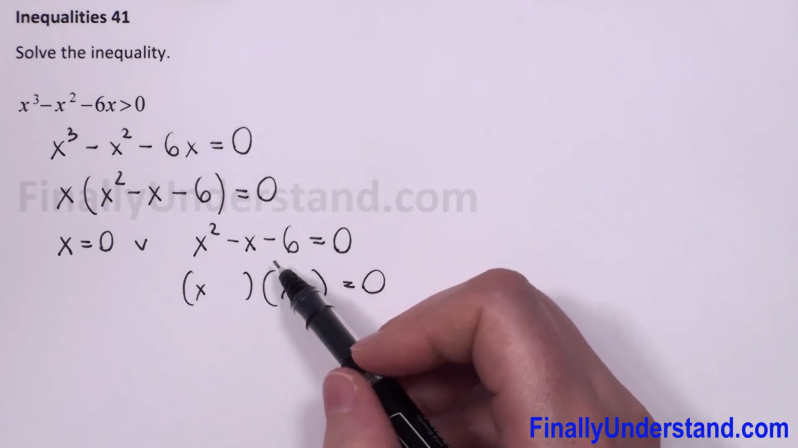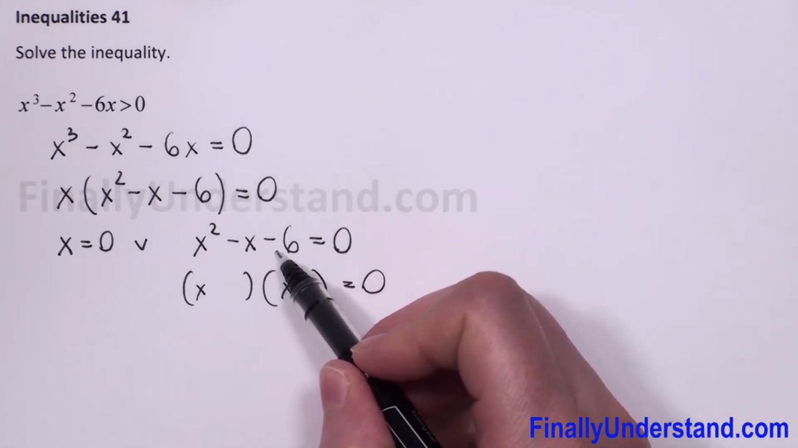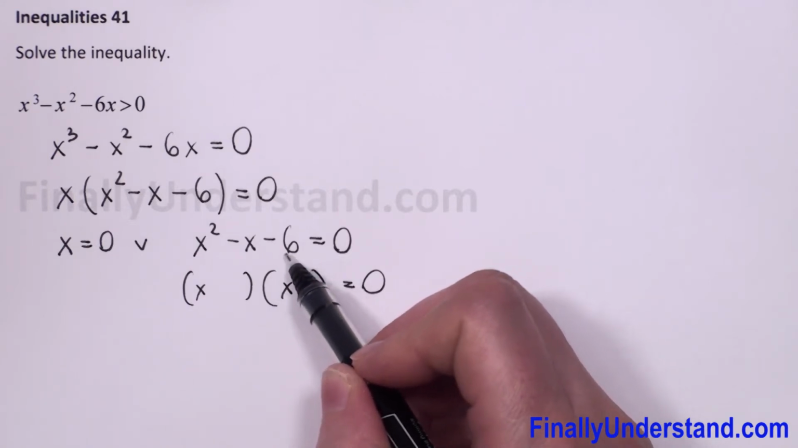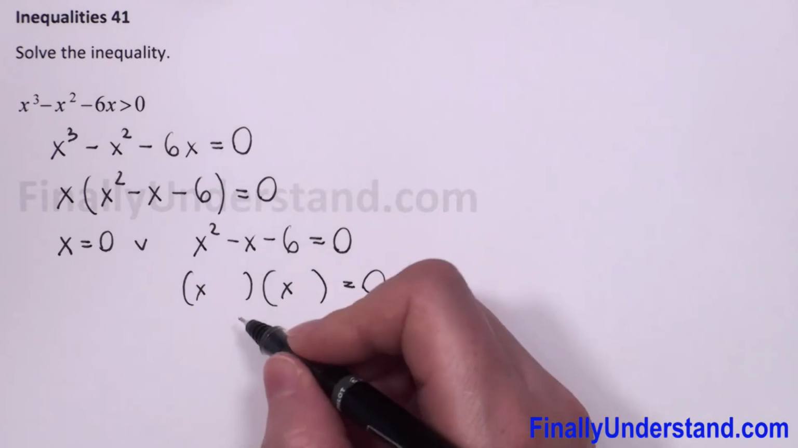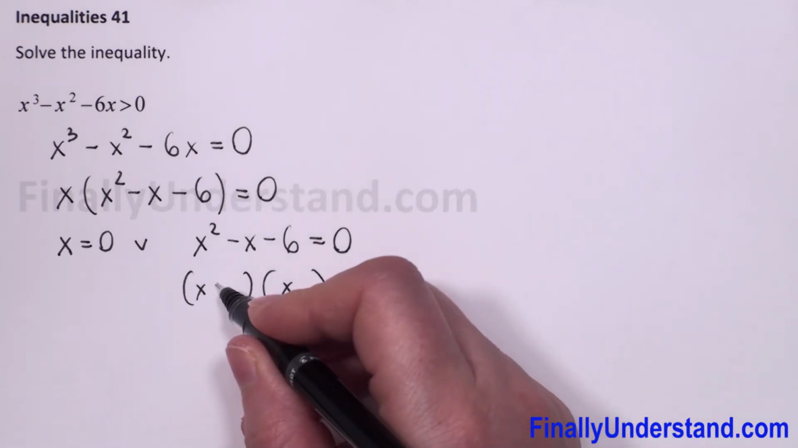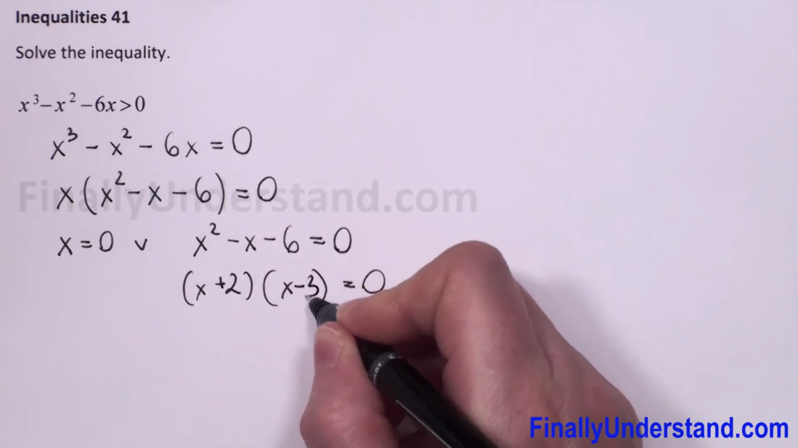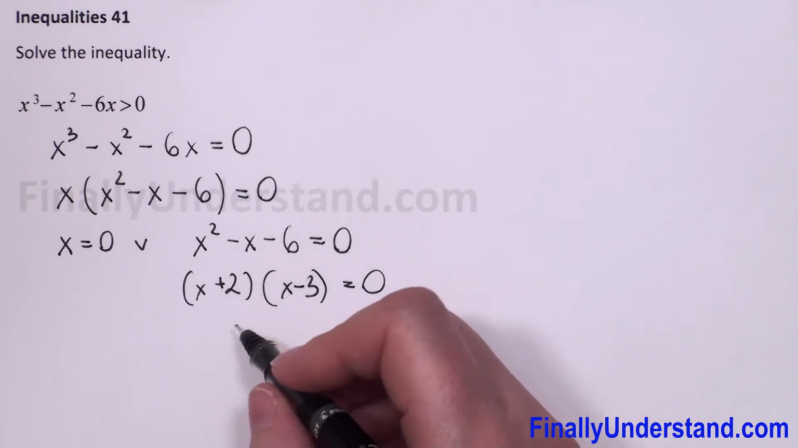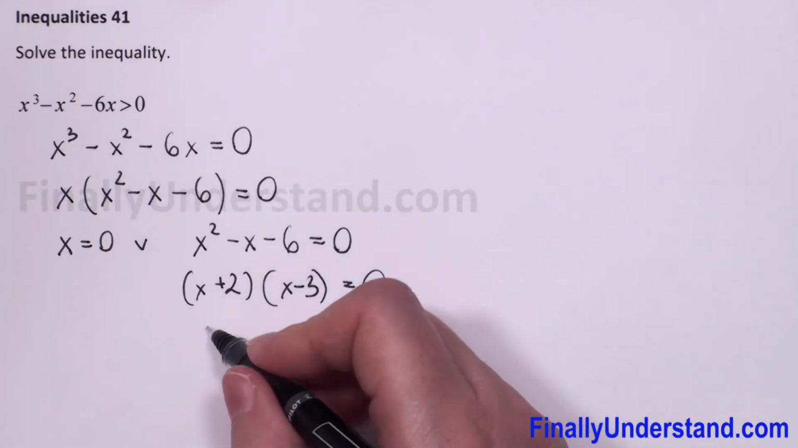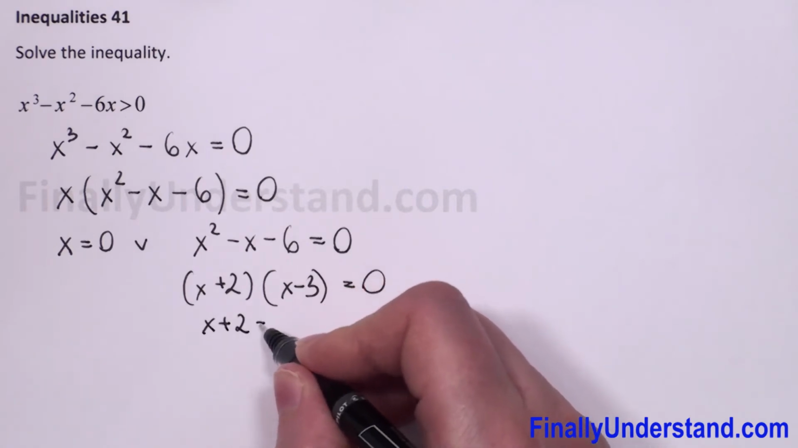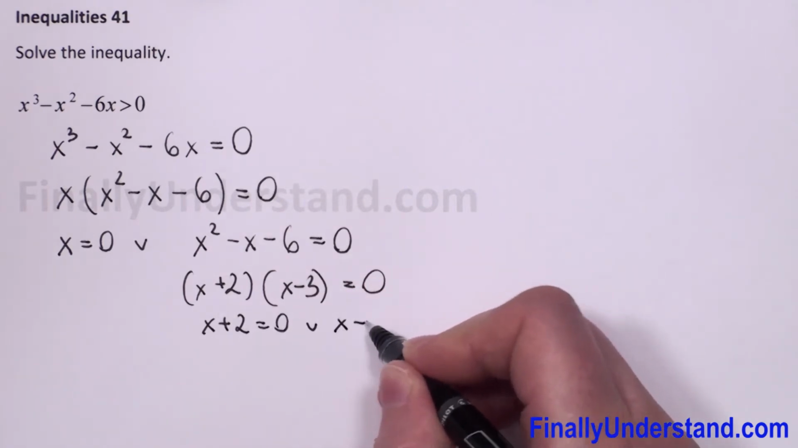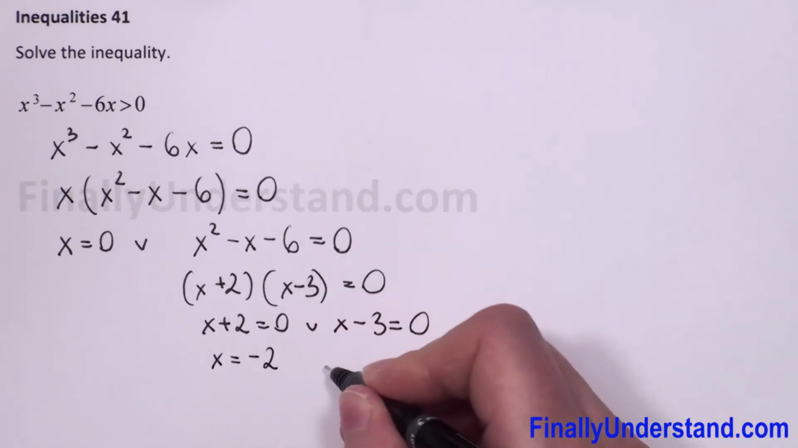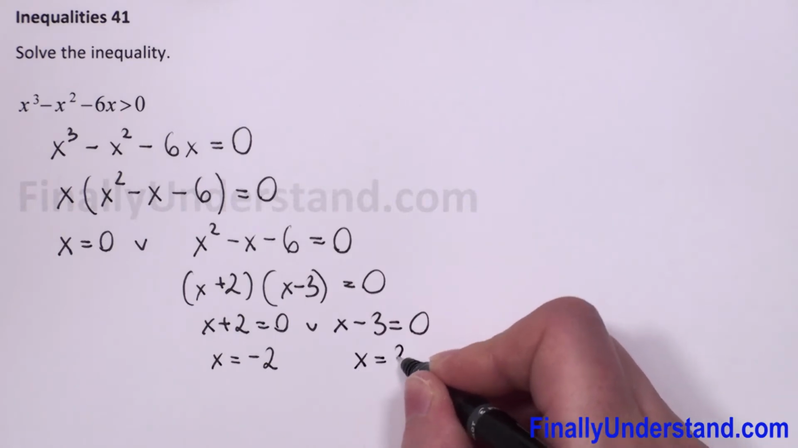We have to find two numbers which multiplied by each other give negative 6, and when I add them I get negative 1. It will be 2 and negative 3. Again, we have two factors. This left side will be 0 when one of these factors is 0. So x plus 2 will be 0 or x minus 3 will be 0. So x equals negative 2 and x equals 3.